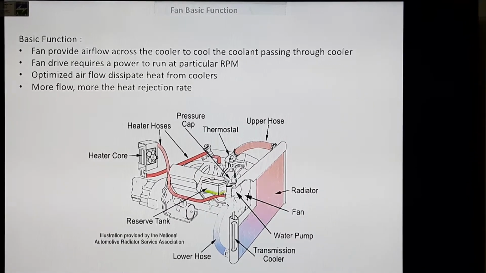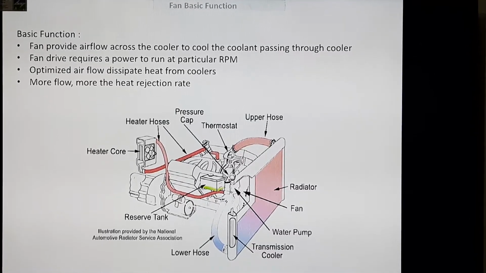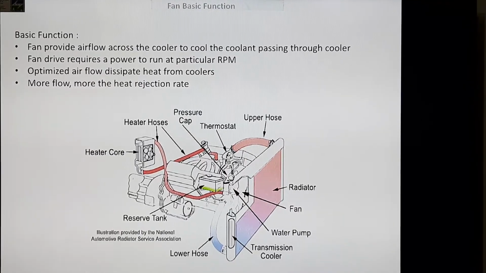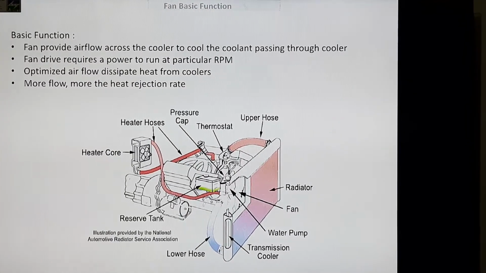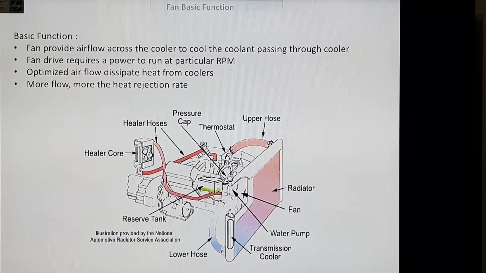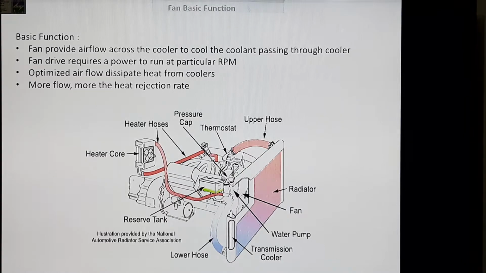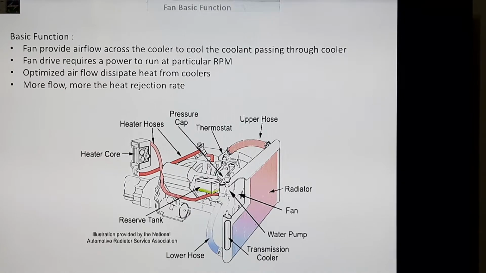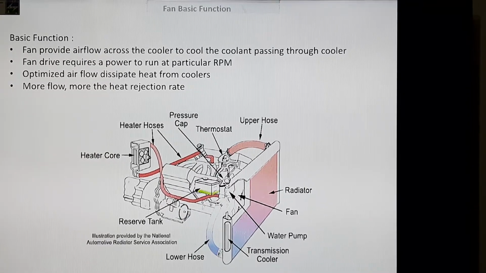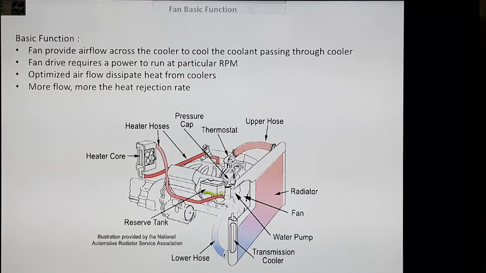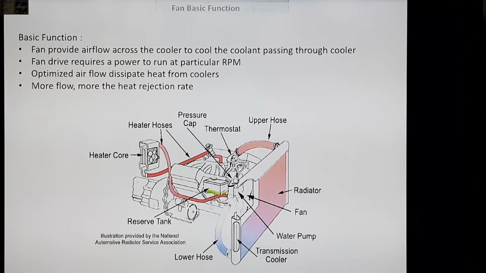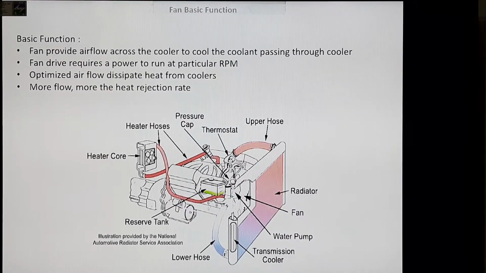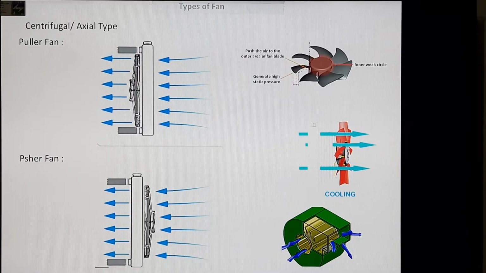This is the basic diagram of the cooling system radiator, where the upper hose is placed near the thermostat. When the temperature of the radiator coolant increases, the thermostat opens and the coolant flows from top to down through the radiator tubes. This also cools the heater hoses across the heater core. So basically, to cool the coolant, we need airflow across the cooling system, which we have already discussed in our basic function. Now come to the next slide, the types of fans.